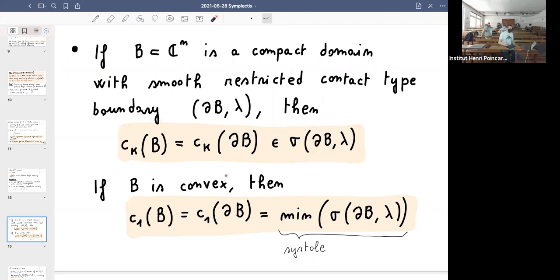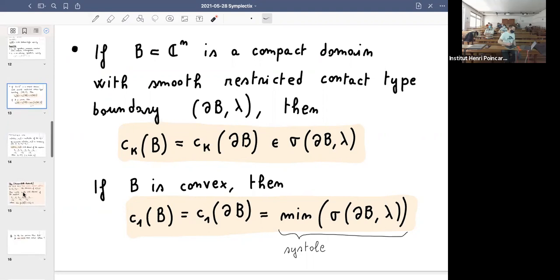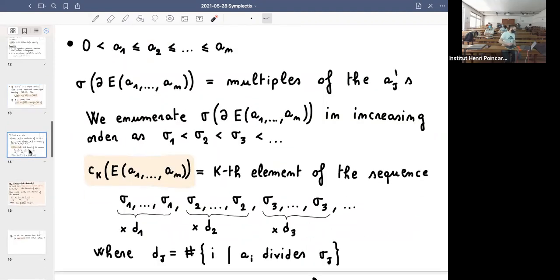Moreover, if B is convex, then the first capacity is actually the systole of the contact manifold, of the boundary. The systole is the period of the shortest closed Reeb orbit. Okay, this property requires convexity in an essential way. There are counterexamples that can be made on non-convex domains. Okay, let me remind you the recipe for computing the capacities of solid ellipsoids.